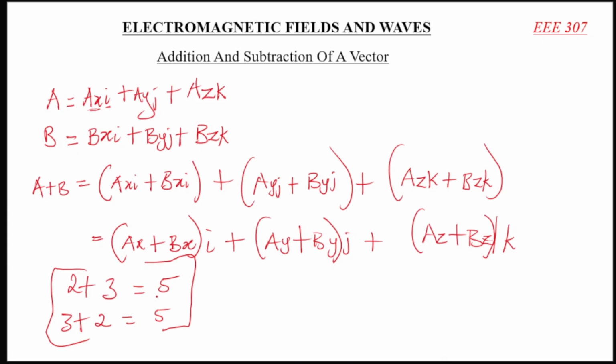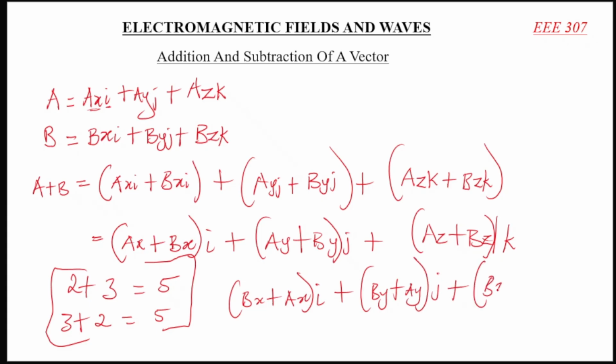That is to tell you that what you have here can also be written as (BX plus AX)i plus (BY plus AY)j plus (BZ plus AZ)k. This is the same thing as what you have here. So basically, the value you are going to have here is the same value you are going to have here, considering those parameters are the same. Are we together?